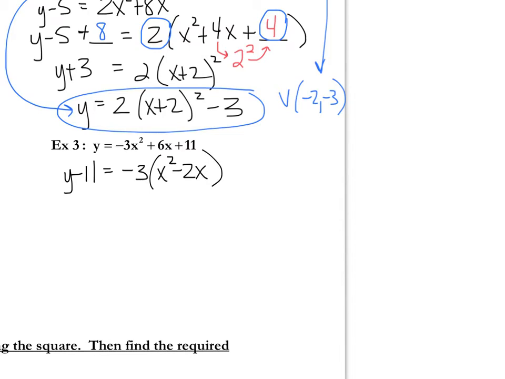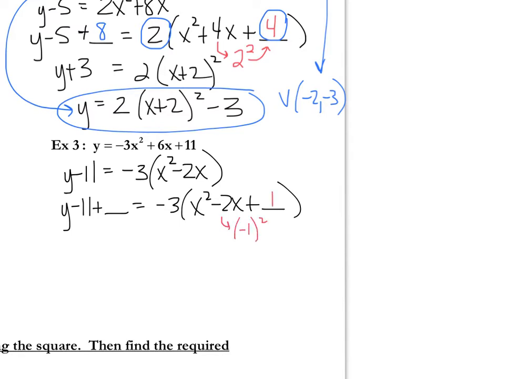If you need to check your work, then you can distribute the negative 3 and make sure you end up with negative 3x squared plus 6x. But when you take out that negative, it affects the sign of the 6x. So let's put our blank on each side. And yes, the blank always goes in the parentheses because we're going to multiply it by that coefficient to begin with. So I'm going to take half of negative 2, which is negative 1, and square it, which gives me 1.